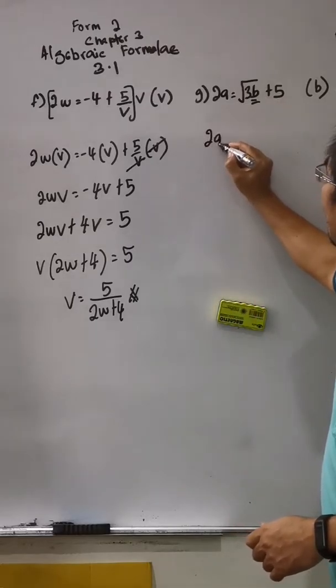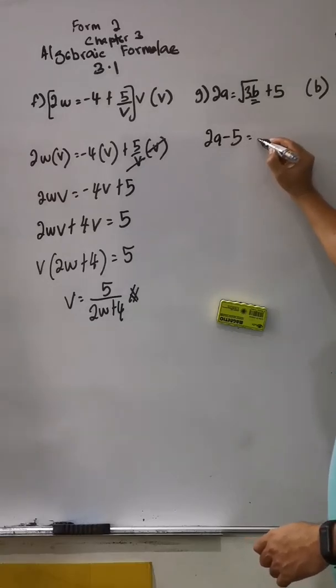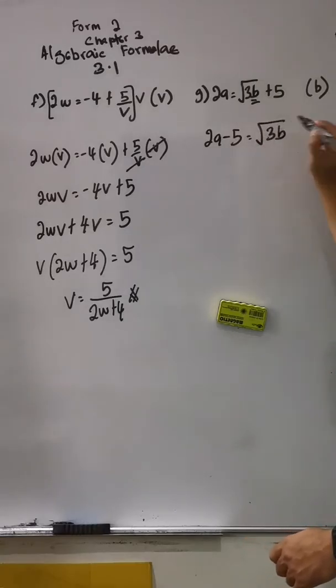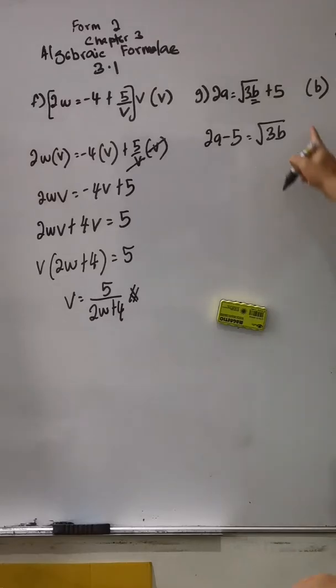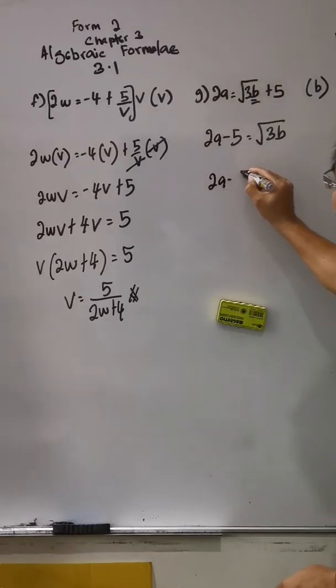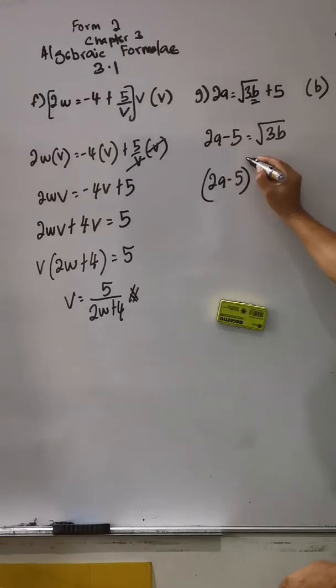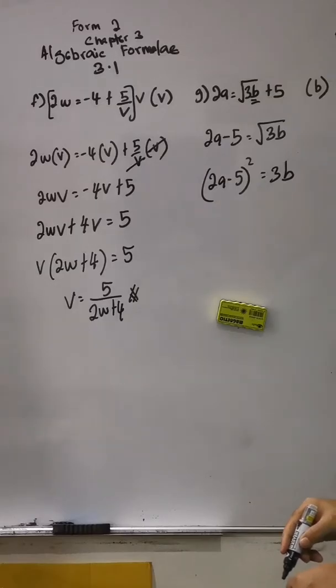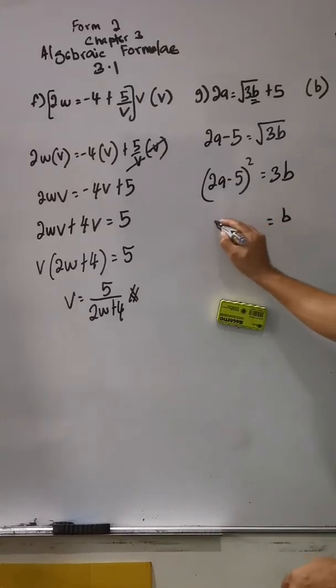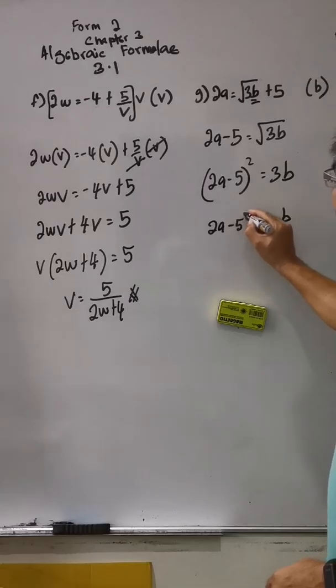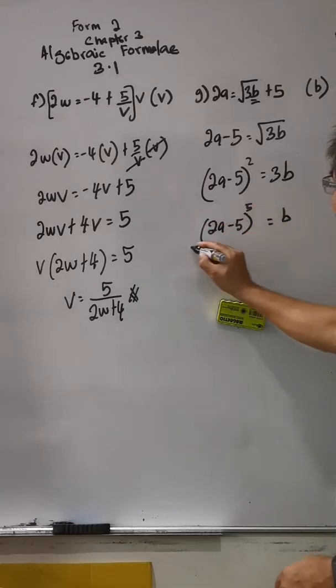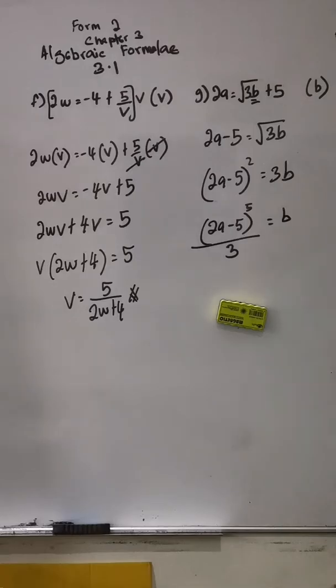So 2A minus 5 equals square root of 3B. And then we have to move the square root. The square root, if you move to that side, becomes squared. So (2A minus 5) squared equals 3B. And then move 3. So B is (2A minus 5) squared over 3. Okay, that's the answer for G.